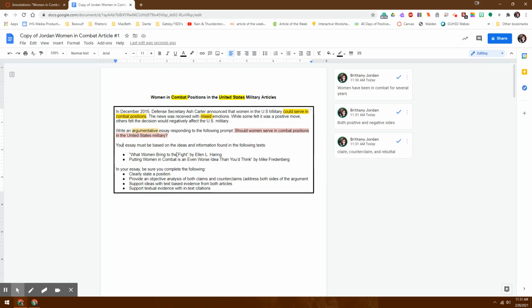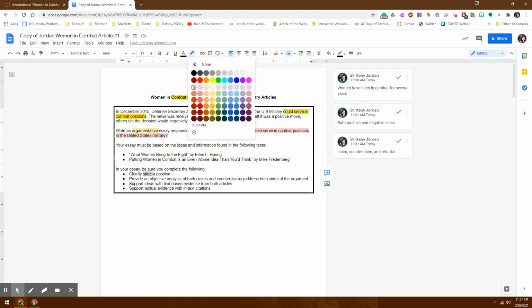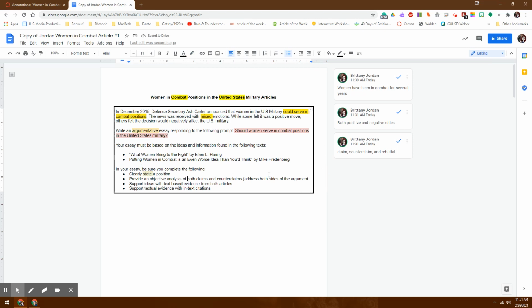And then this is all the stuff about your essay here. So we have two articles that we're going to read. And then you have to take a position. So I'm going to highlight this for you. You have to analyze both the claims and the counterclaims. So you're going to address both sides of the argument.